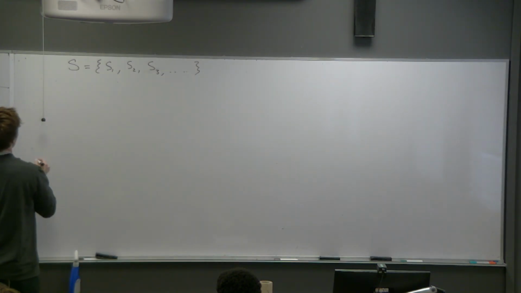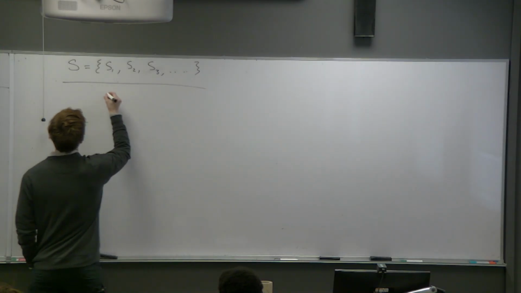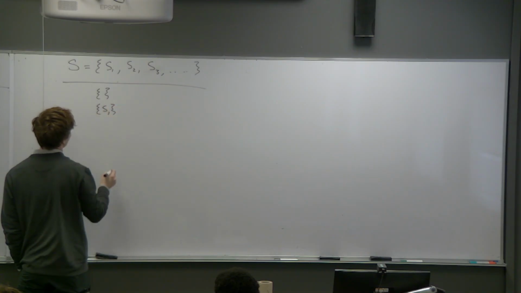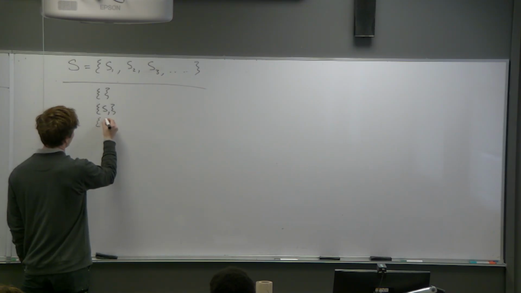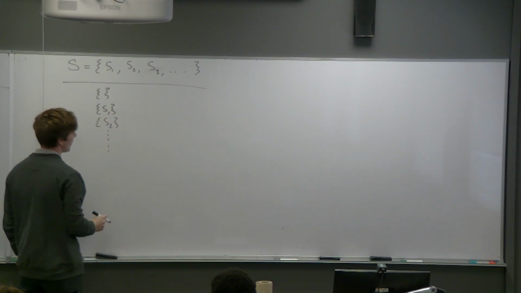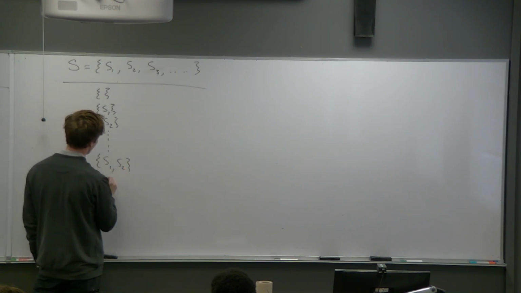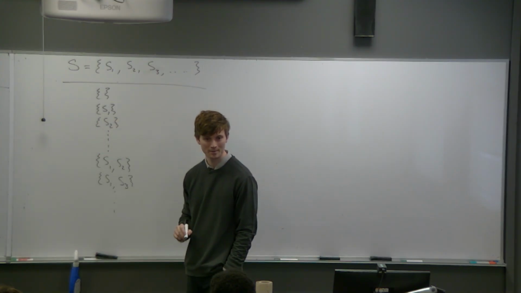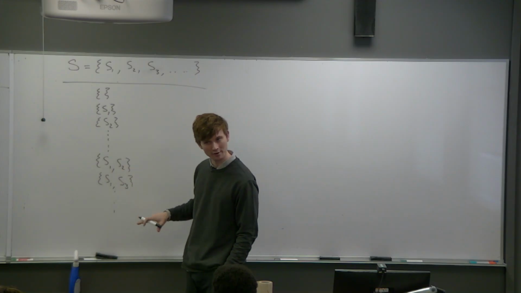So what does the power set of S look like? You're going to have the empty set. You're going to have {s1}, {s2}, and {s3}, and so on, all the singletons. Then you'll have stuff like {s1, s2} and {s1, s3}, and so on, all the doubles and all that, yeah? Okay. So we have a sense of what's in there.